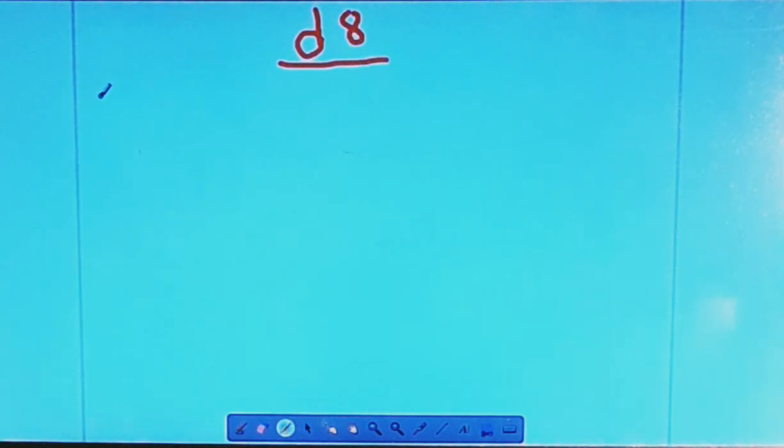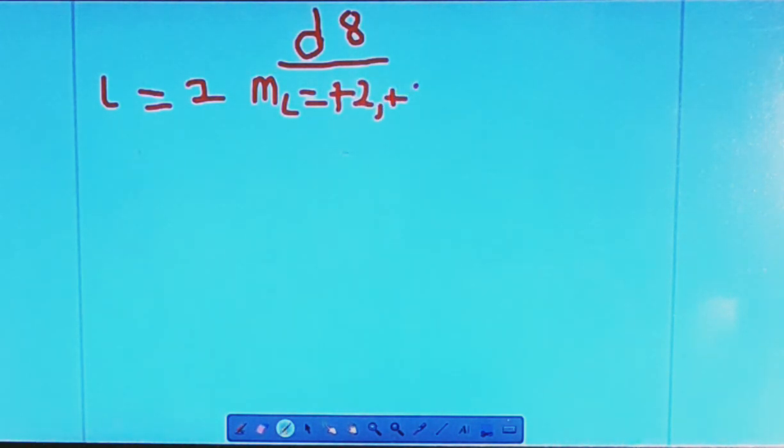First of all, we need to write down the angular orbital quantum number. For D orbital, the angular orbital quantum number represented by L is equal to 2. Then we write down the magnetic quantum number, which is represented by ML. The magnetic quantum number begins from negative L, 0, plus L, or plus L, 0, and negative L. Since the L is 2, we begin from plus 2, plus 1, 0, negative 1, negative 2.